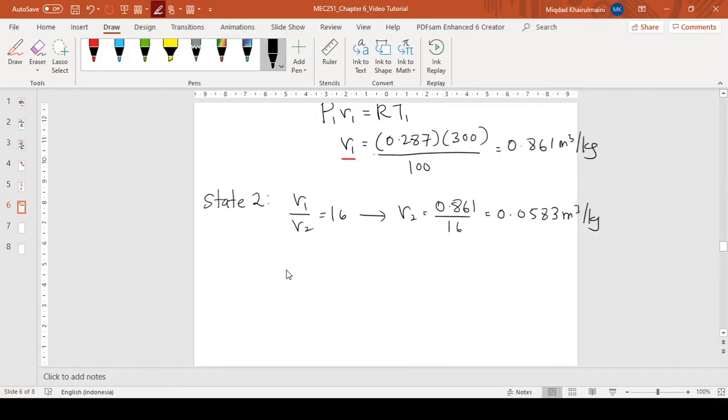Alright, next is to calculate the temperature or pressure. We can start by calculating either one. Let's say we want to calculate the temperature first, so we can use the isentropic relationship equation between state 2 and state 1. Then we can solve for the temperature at state 2 by substituting the values, and we can calculate T2, which is equal to 909.4.